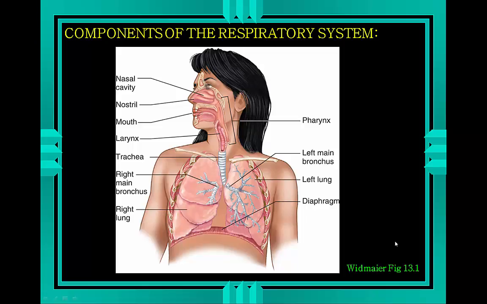So if we start with this presentation on the organisation or the components of the respiratory system that make up the conducting zone, I refer you to a diagram that is found in your textbook Widmeyer figure 13.1. Now in fact this diagram comes from Mariev, I think, but it's similar to the one in Widmeyer figure 13.1. So if we look at the components of the respiratory system, we see that we've got two apertures through which the atmospheric air can enter and exit the body. That is the nose and the mouth.